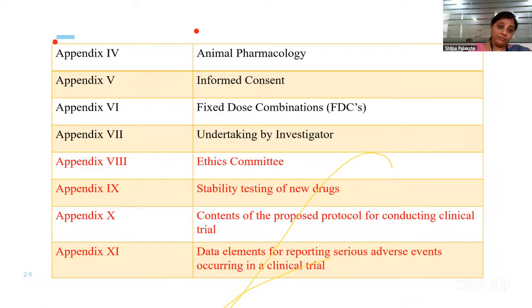Appendix 4 is for animal pharmacology. Appendix 5 is for informed consent. Appendix 6 is for fixed drug combinations, and 7 is for undertaking by the investigator. Appendix 8 is again the ethics committee: the approval letter, the registration letter, and the members list have to be given. In 9, the stability test reports have to be given. In 10, the content of the proposed protocol for conducting the clinical trial has to be documented. And in 11, the data elements for reporting serious adverse events during the clinical trial. This is very important, because a trial has to check both the efficacy and the safety.